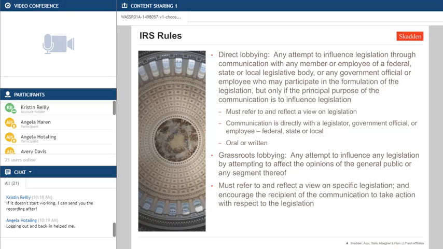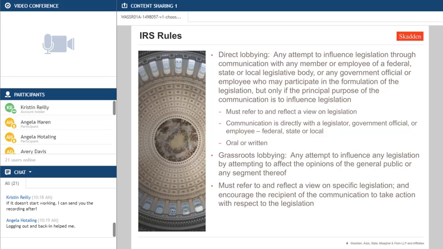It's not just when you go in for lobby day, it's not just the congressional members and their staff that you're going to be talking to about legislation. If you're talking to any executive branch members about legislation and trying to influence them on that legislation, that's going to be picked up in your lobbying activity under the tax rules.